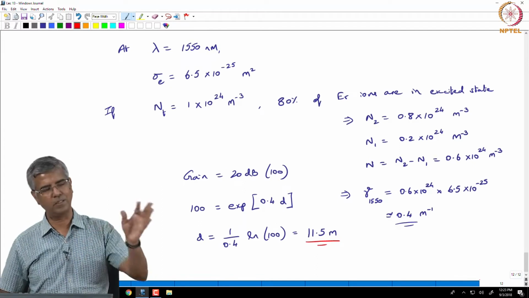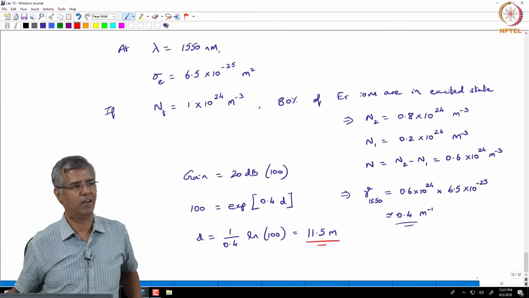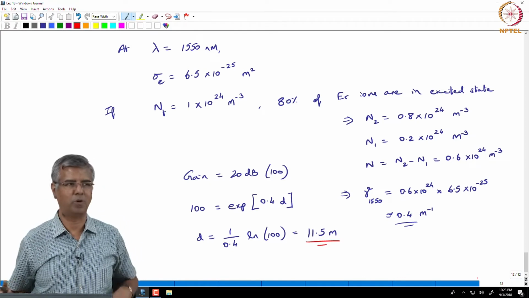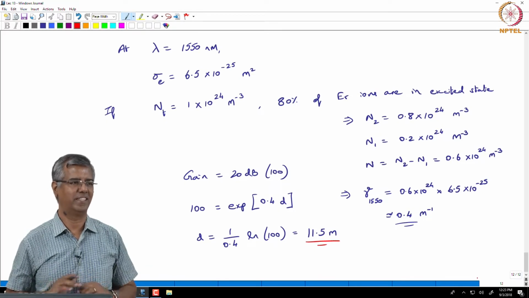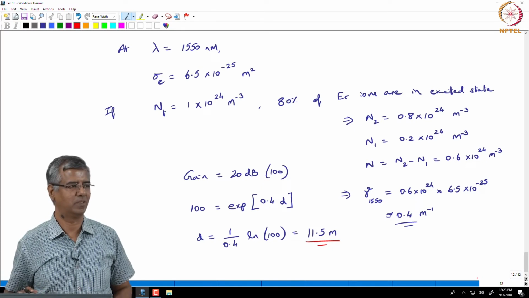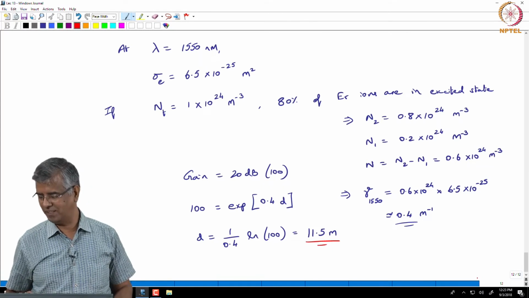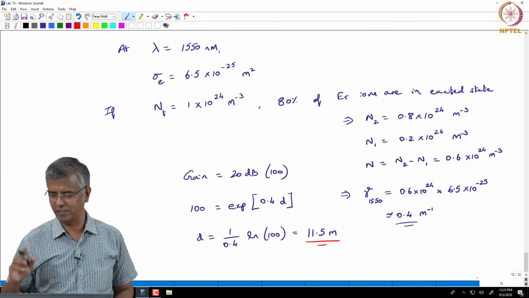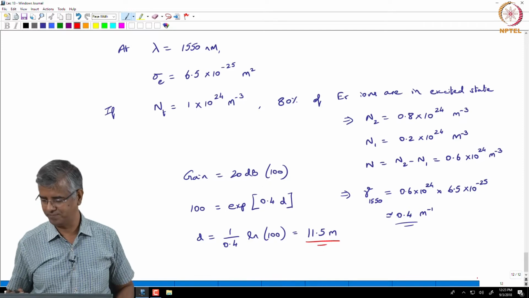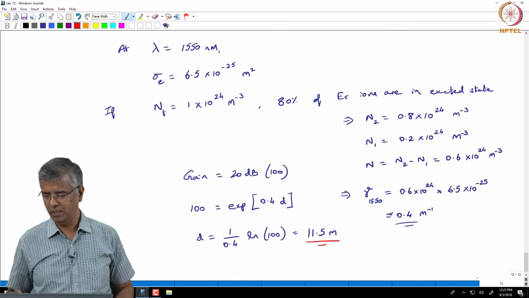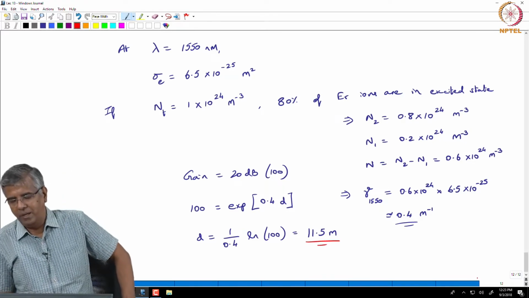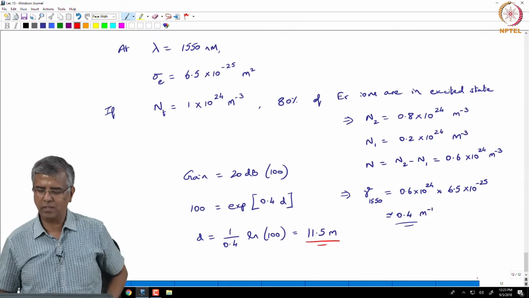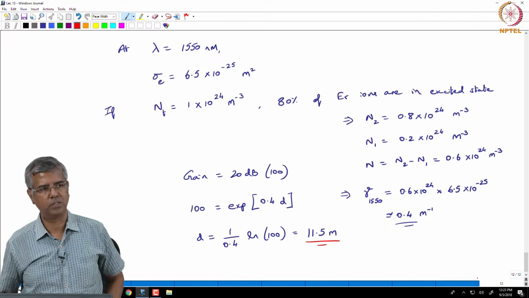Our problem says 80% of the ions are in the excited state all along the length of the gain medium. So you somehow manage to pump from the side of your fiber and get the erbium all excited, which is practically a very challenging thing to do, but for the sake of this question we have assumed that. Okay, but this is just an illustration to say if I know that so many ions are excited, then I can actually find out the gain of that system.